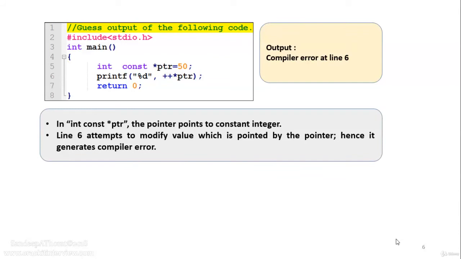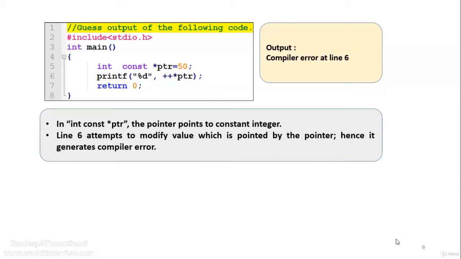In the program on line number 5 there is a pointer declaration, that is int const pointer ptr. The pointer is pointing to a constant integer, and on line number 6 there is an attempt to modify the value which is pointed by the pointer, and hence it generates the compiler error.